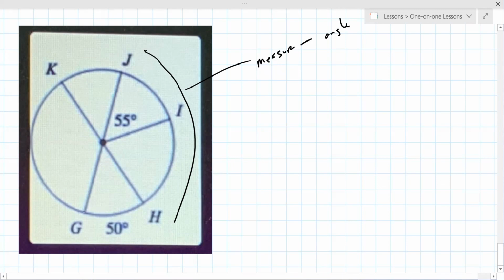Okay, so now let's review. This goes along with the central angle here. That's 50 degrees. These always match. Whatever they are, they match. Okay. Is that all right?